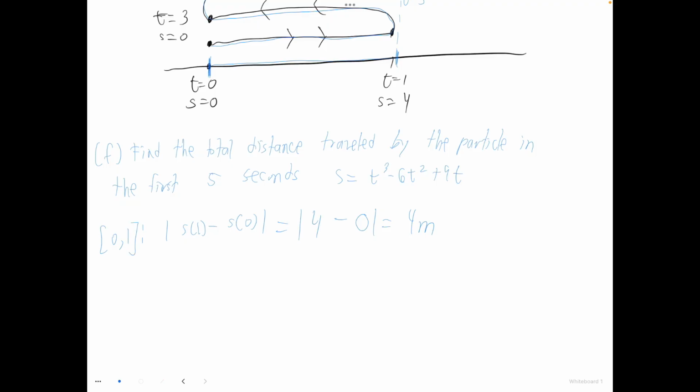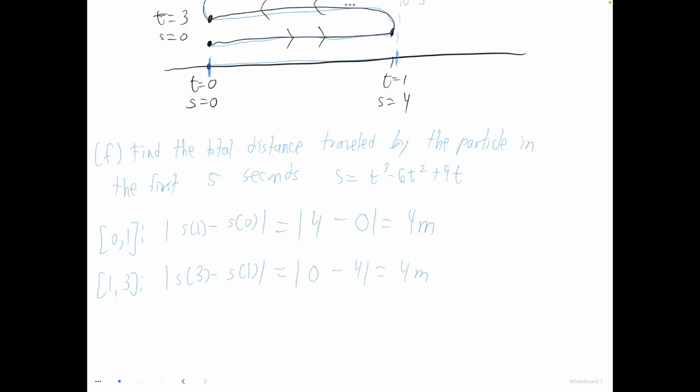Okay, so now we want to consider the interval from 1 to 3. On this interval from 1 to 3, we are moving backwards. So I'm still going to write absolute values, so I'm going to do the absolute value of s of 3 minus s of 1. These absolute values take care of the fact we're going in the negative direction, and they'll turn the negative value we get positive. s of 3, I said before, when you plug in 3 to s, you get 0. So we get 0 minus s of 1, which we know is 4. So it's the absolute value of negative 4, which is positive 4. So we move 4 meters on that interval from 1 to 3.